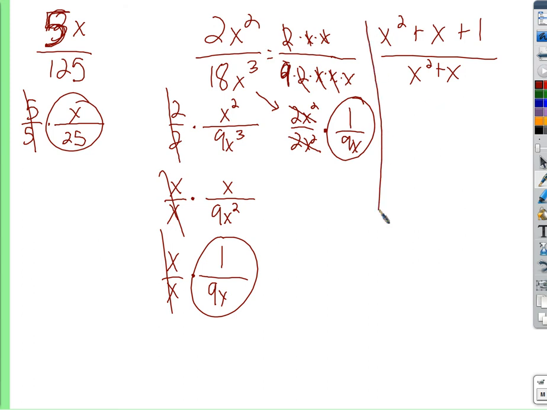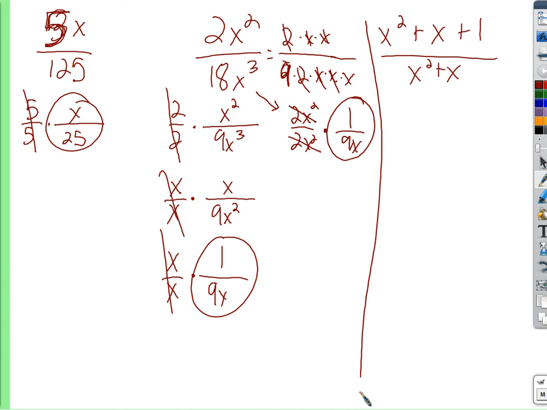So we have (x cubed plus x plus 1) over (x squared plus x). I was working with a student in here just now, and I said, do you feel like something could cancel out? Yeah, I feel like something could cancel out. What do you feel like could cancel out? And they said x.